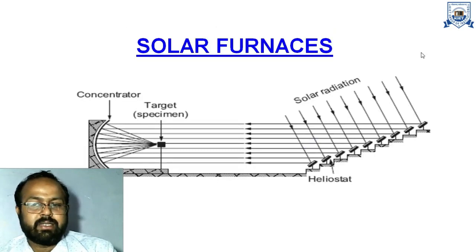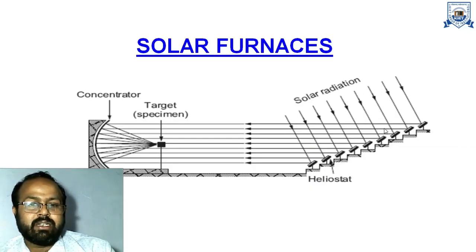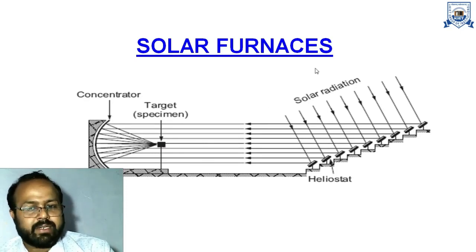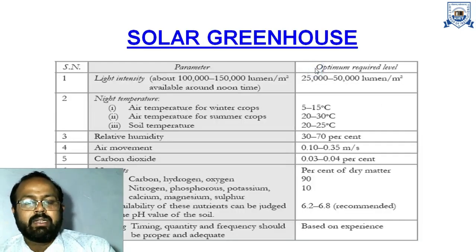This is the solar furnace. In the solar furnace we basically use heliostats. These heliostats concentrate radiant energy into the concentrator, and the concentrator, according to its shape, targets a specimen, and this specimen works as a solar furnace.